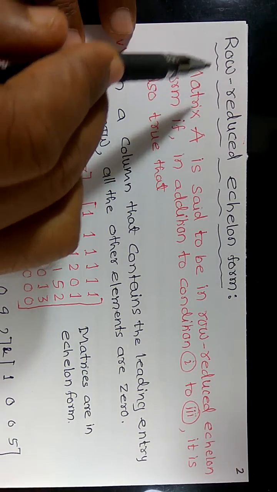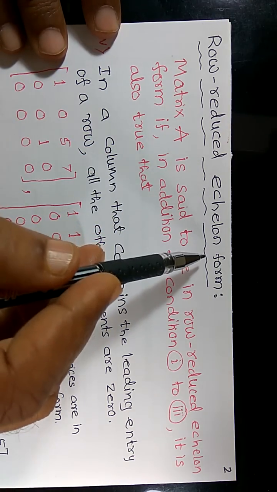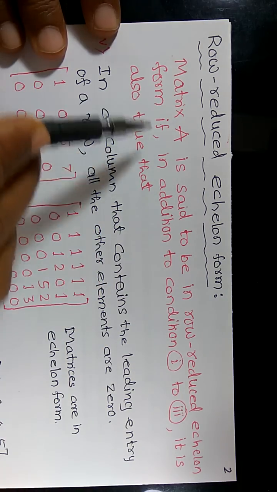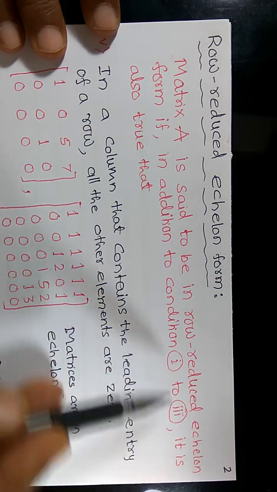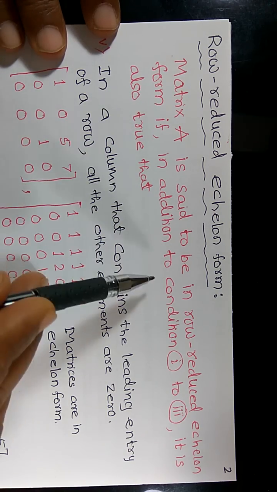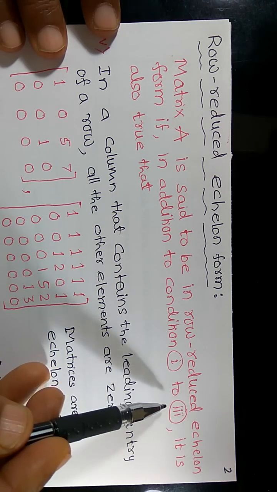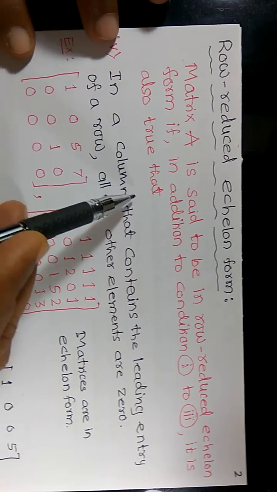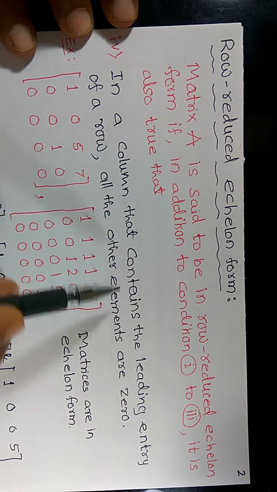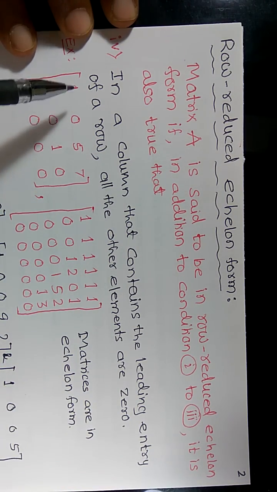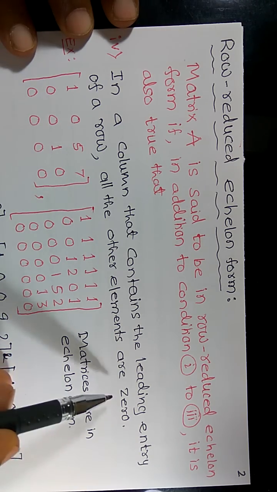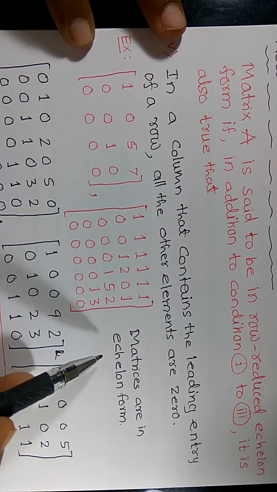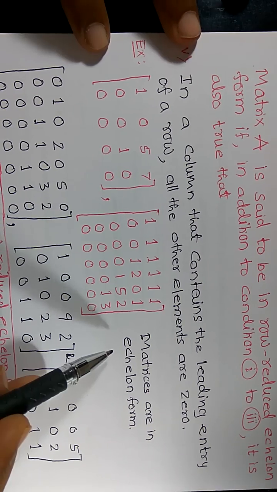Sometimes we call it row reduced Echelon form. So you may ask, what do you mean by row reduced Echelon form? A matrix is said to be in row reduced Echelon form if, in addition to conditions 1 to 3, which we have just explained, it is also true that in a column that contains the leading entry of a row, all the other elements are 0. So I will give some examples for Echelon form as well as for row reduced Echelon form.